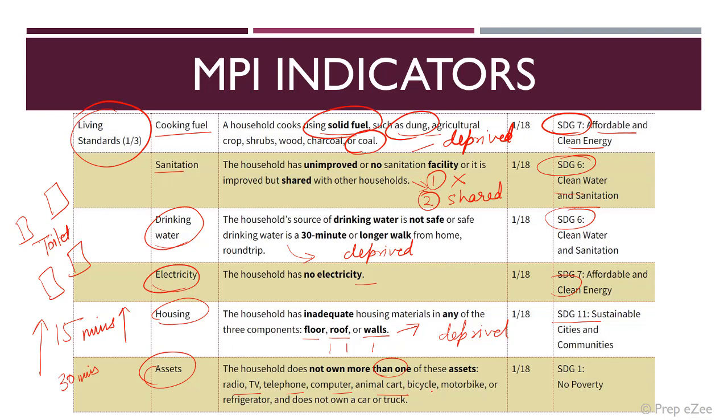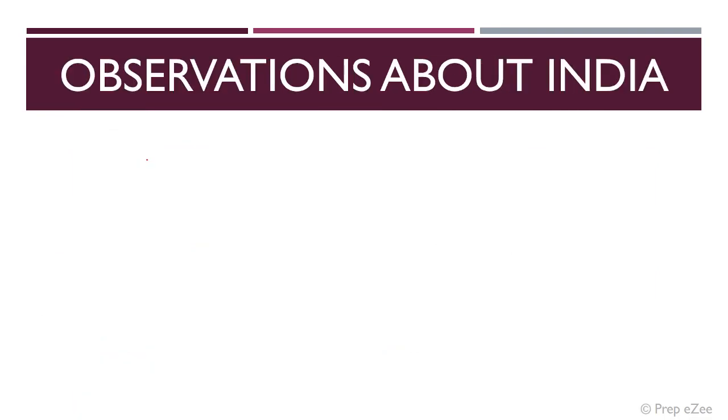That is, if a household does not have more than one of these assets, then also it is considered a deprived household. So basically this comes under SDG 1, that is no poverty. Now let us consider what observations have been made about India in the Multidimensional Poverty Index.